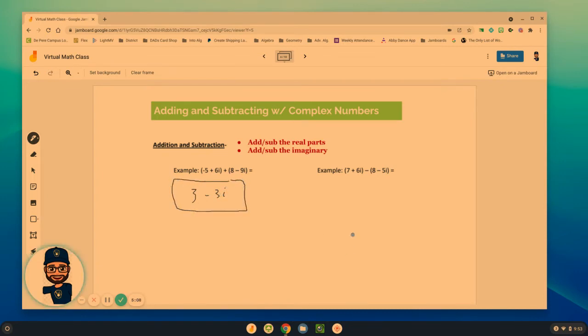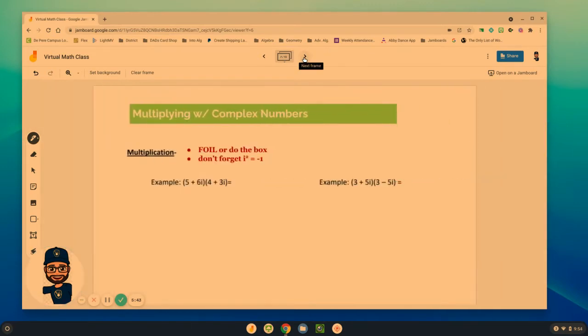So 3 minus 3i. If we look at the second one, now we're subtracting, so 7 minus 8 becomes negative 1. And then 6i minus negative 5i becomes plus 5i. So 6i plus 5i is plus 11i. So we can always add the real parts together, and we can always add the imaginary parts together. That's one of those basic things we've worked on since regular algebra class.